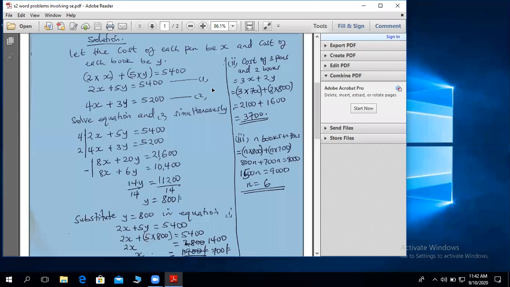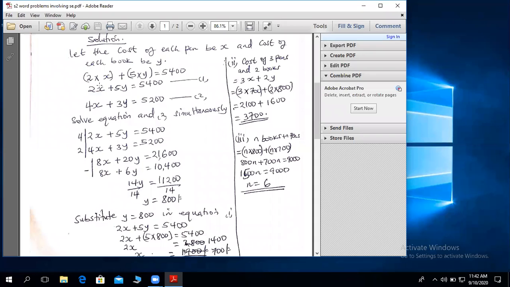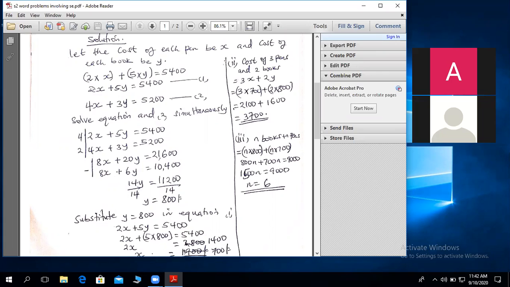You remember what we did in elimination. I want to begin by eliminating x. That means I will multiply by 4 in equation 1, then I will multiply by 2 in equation 2. And that's what I've done here. Times 4 here, then times 2.